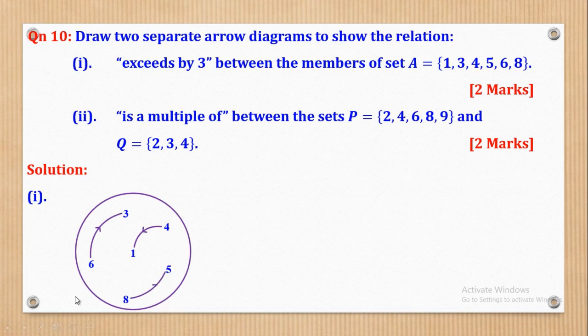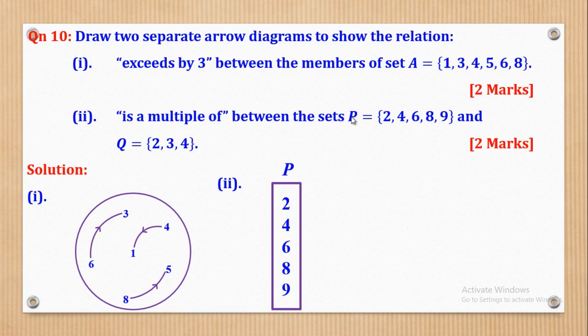So next is 8, because 8 exceeds 5 by 3, because 8 minus 5 is 3, therefore the arrow is that. So 8 also exceeds 5 by 3. So that is the diagram for Roman 1. Now Roman 2, they said, is a multiple of, but there are 2 sets, so we shall draw first one set, or set P. Then also we shall draw values of set 2.